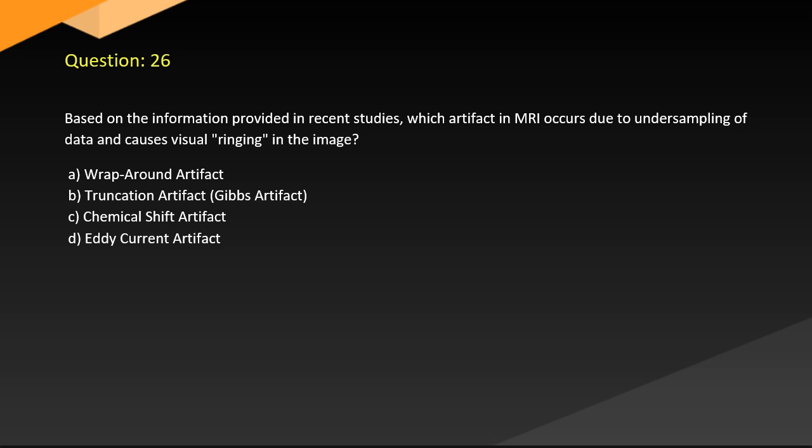Question 26. Based on the information provided in recent studies, which artifact in MRI occurs due to undersampling of data and causes visual ringing in the image? A. Wraparound artifact. B. Truncation artifact (Gibbs artifact). C. Chemical shift artifact. D. Eddy current artifact.